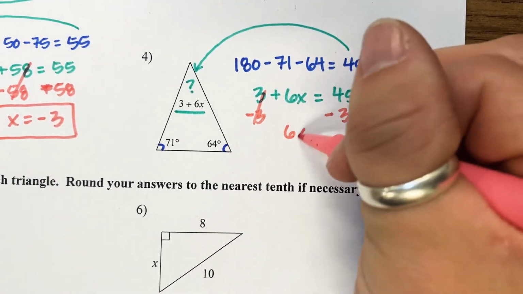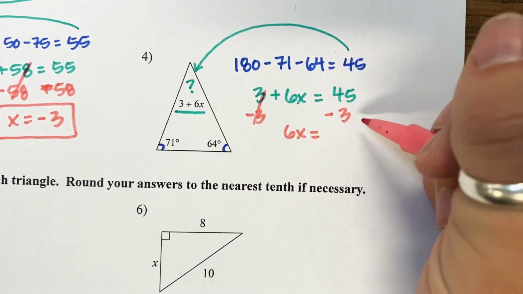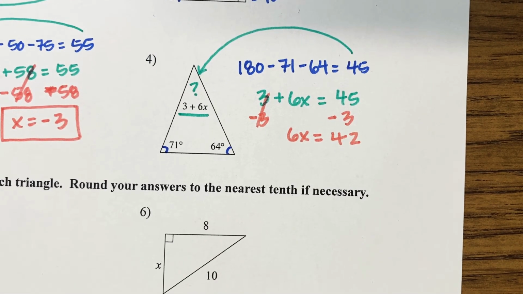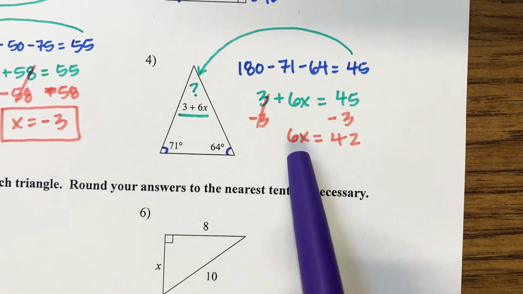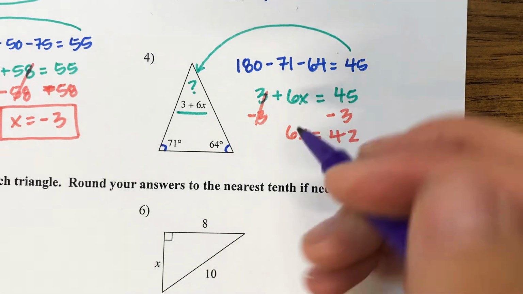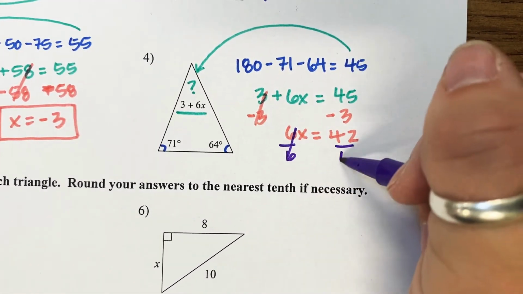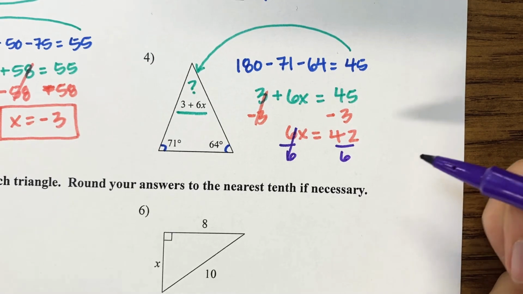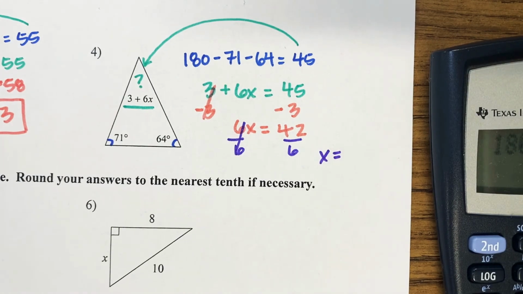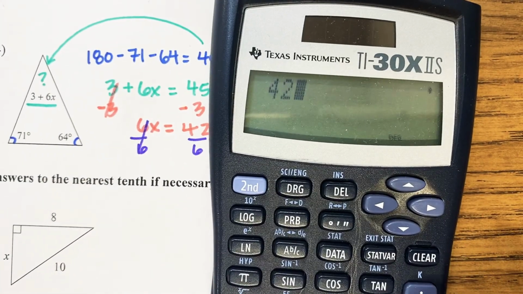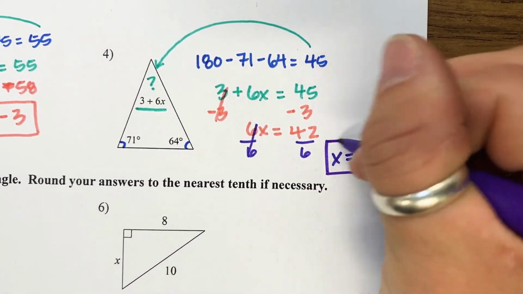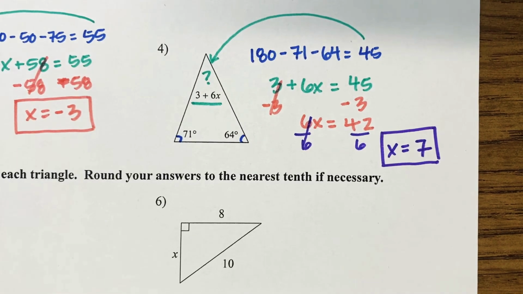So I get 6x is left over here, equals 45 minus 3 is 42. Our x is almost by itself. I just have to get rid of this times 6. What is the opposite of times 6? We're going to divide by 6. Now my x is all by itself. What is 42 divided by 6? Put this in your calculator if you want. 42 divided by 6, we get 7. So we found what x is.